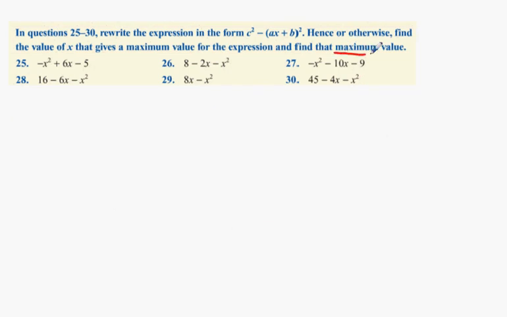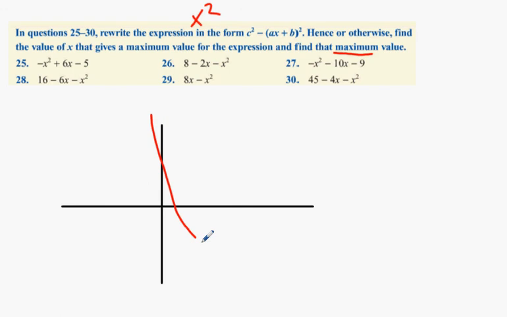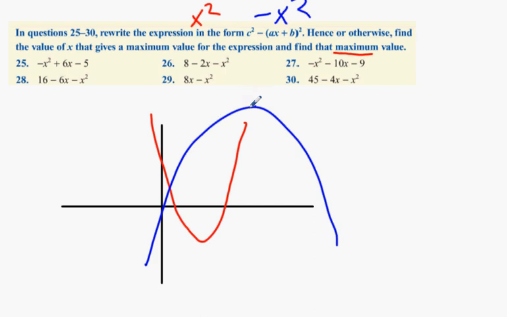Remember the previous ones were minimum values, and now these ones are maximum values. Can anybody explain why? In the previous questions, all our equations were U-shaped, plus x squared. In all of these questions here, which is N-shape. N-shapes have maximums, U-shapes have minimums. Okay? Now you're going to see why in a second.